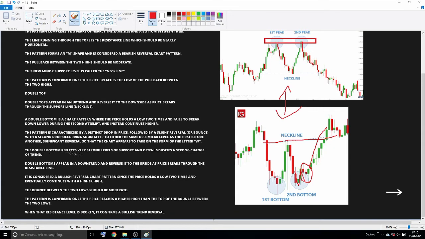The double bottom reflects a very strong level of support and often indicates a change of trend. A double bottom appears in a downtrend and reverses to the upside through the resistance line. It is considered a bullish reversal chart pattern since the price holds a low 2 times and eventually continues higher. So the price holds this low 2 times and then starts pushing up.